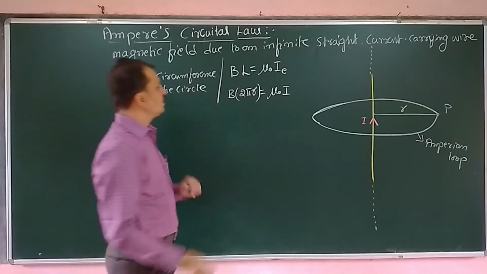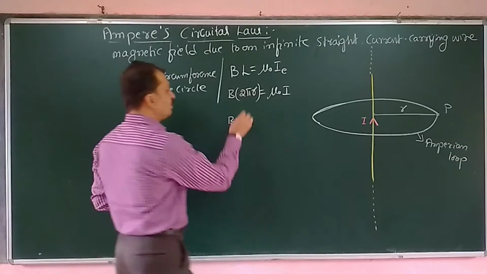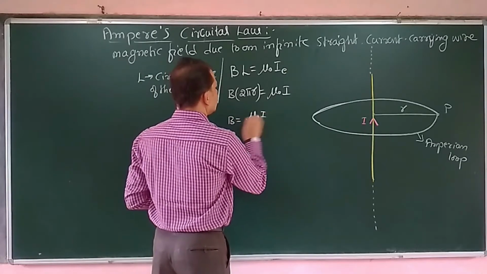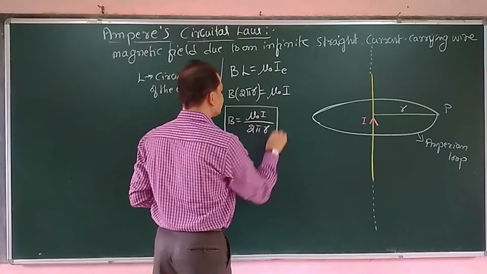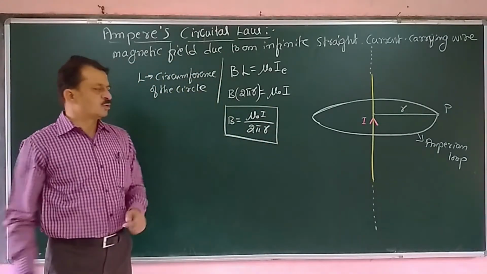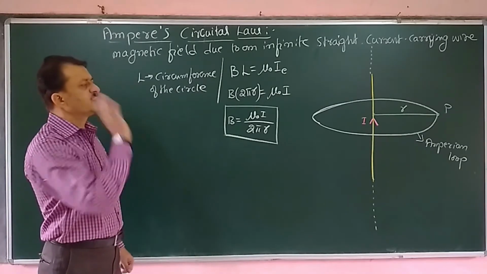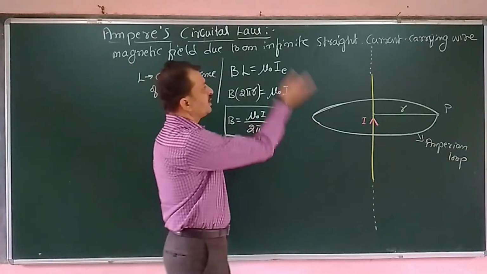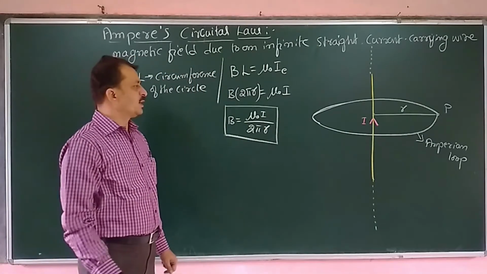Therefore, we want the magnetic field. The magnitude of the magnetic field is equal to simply mu naught I divided by 2 pi r. Mu naught I divided by 2 pi r. That is the magnitude of the magnetic field due to this infinite length straight current carrying wire.